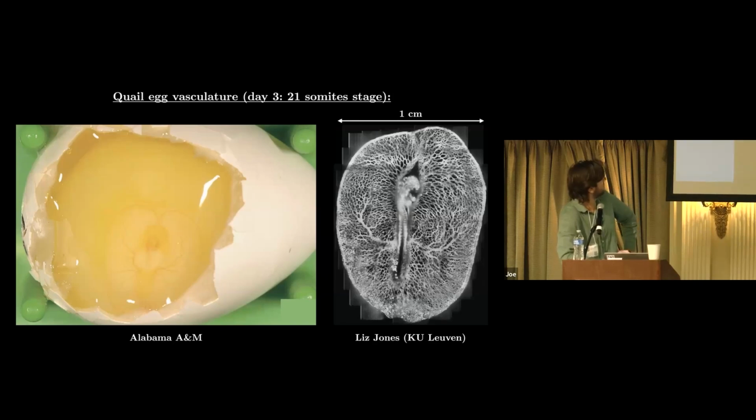some work that I've been doing recently at the Flatiron Institute. So here we've got, Liz has done this fluorescent imaging of the quail embryo and extra-embryonic vasculature here. And this is sort of an illustration of what it actually looks like in practice.